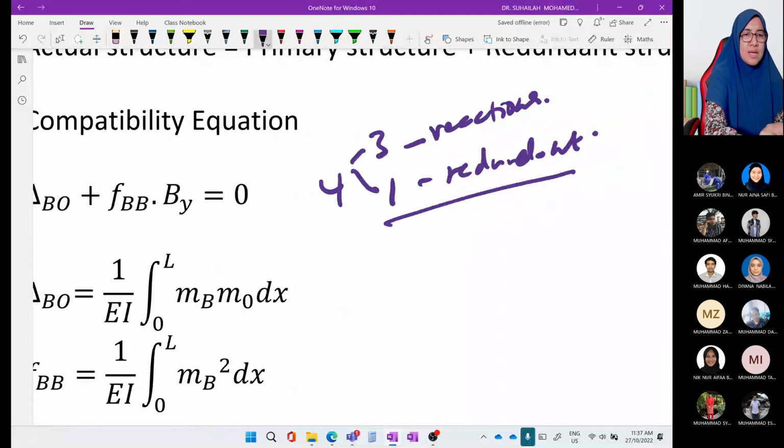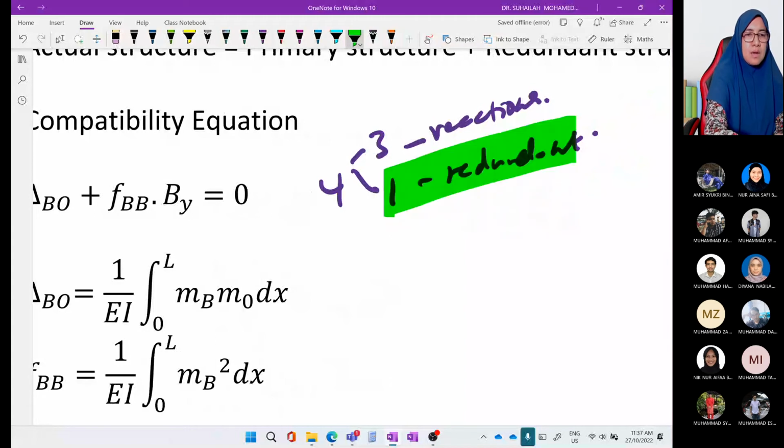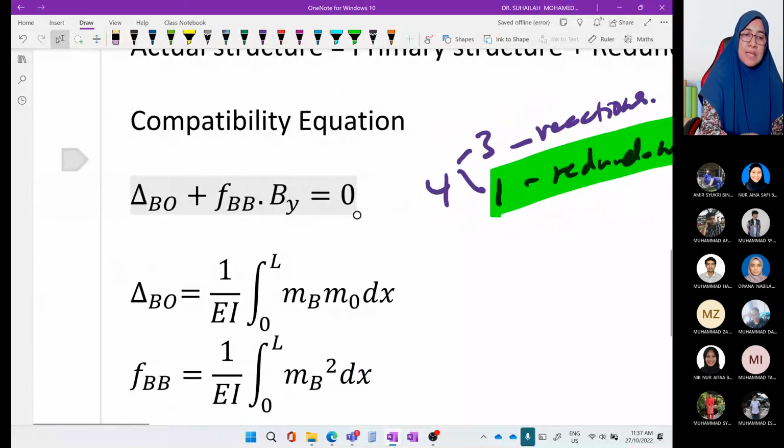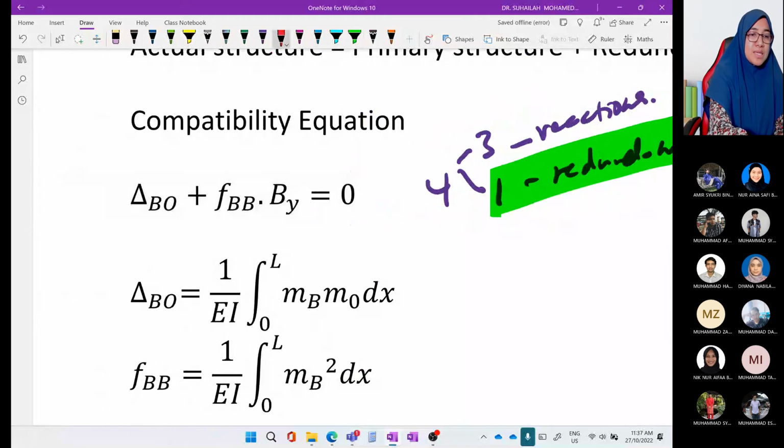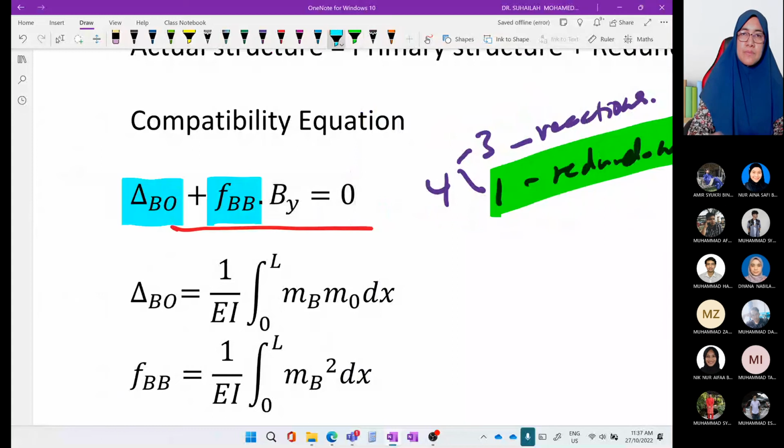So how do we solve this redundant? We solve it by using what we call the compatibility equation. What is inside the compatibility equation? There are two displacements that come from two systems. One is the primary system, one is the redundant system.